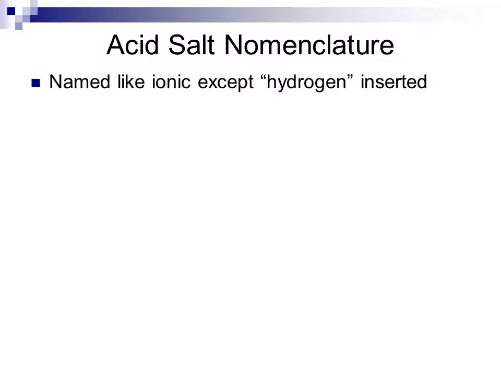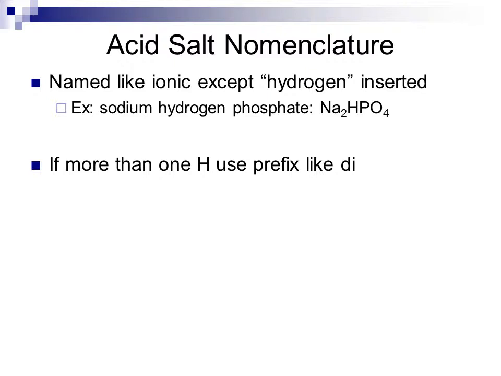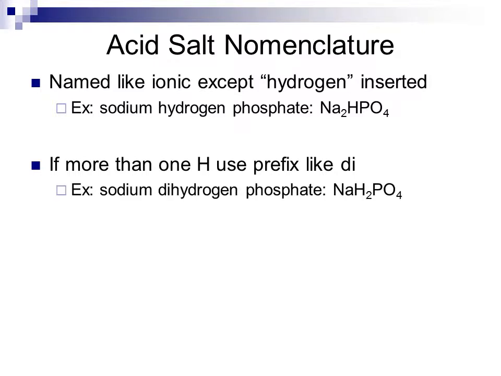Naming acid salts is like an ionic substance, except the word hydrogen is inserted between the metal and the anion. So for instance, instead of sodium phosphate, we would have sodium hydrogen phosphate in the case of having 1 hydrogen stuck in there. If we have more than 1 hydrogen stuck in, we'll use a prefix like di on the hydrogen. So instead of just hydrogen, it would be dihydrogen. For example, sodium dihydrogen phosphate would be just like sodium hydrogen phosphate, except there will be 1 sodium and 2 hydrogens instead of 2 sodiums and 1 hydrogen.